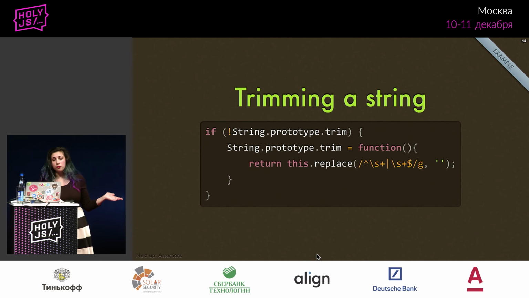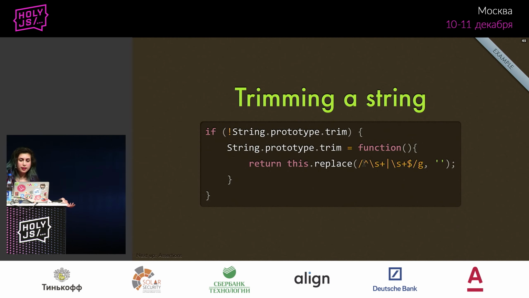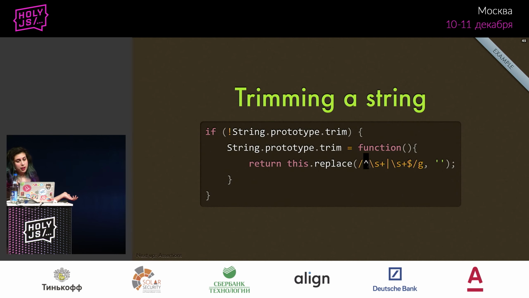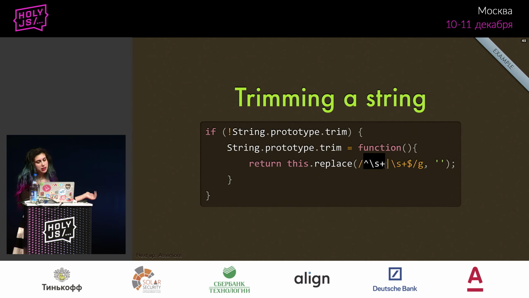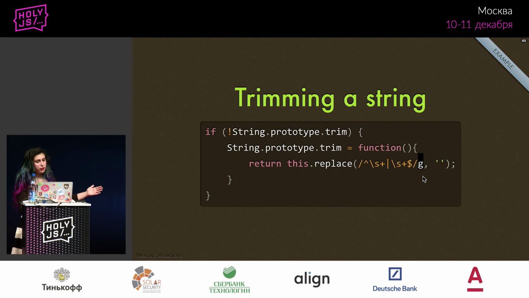And this is an example of how anchors work. Basically, this regular expression means any white space in the beginning of the string or any white space at the end of the string. And we use the G flag because if both exist, we want both, and it replaces them with an empty string.